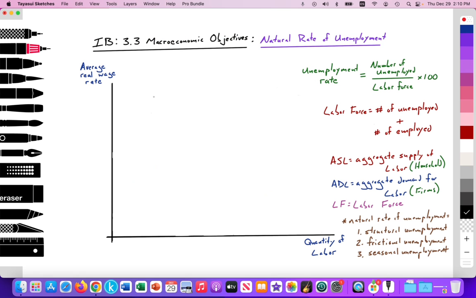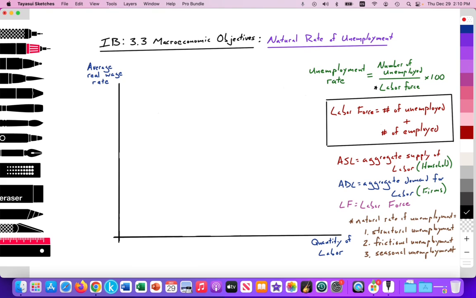So how do we draw this? On the y-axis, we're measuring the average real wage rate. On the x-axis, the quantity of labor. We want to remember that the unemployment rate is calculated as the number of unemployed divided by the labor force. And you should keep in mind that the labor force is composed of the number of unemployed plus all of those who are employed. So those who have a job plus those who are actively looking for a job and not able to find a job, the sum of the two becomes our labor force. Unemployed divided by labor force multiplied by 100 gives us the unemployment rate.